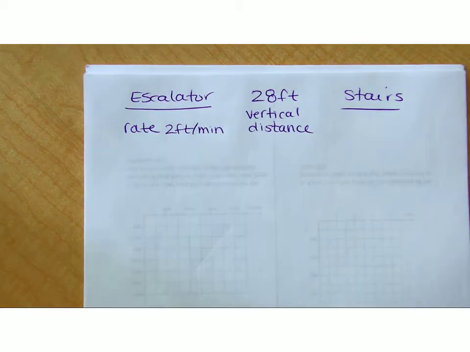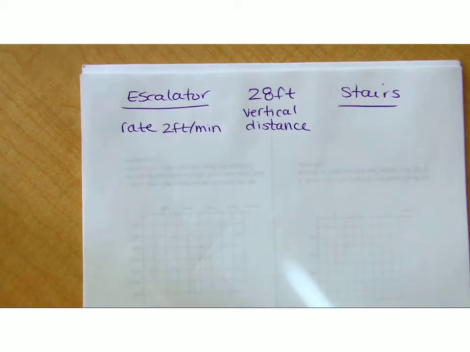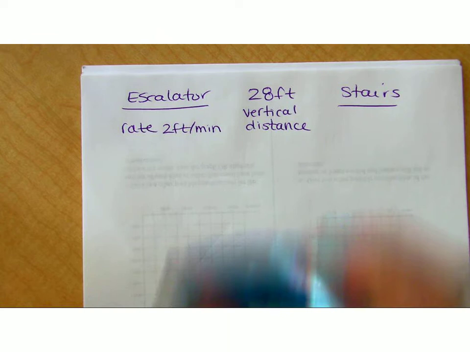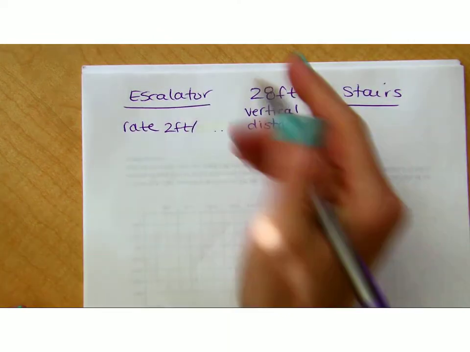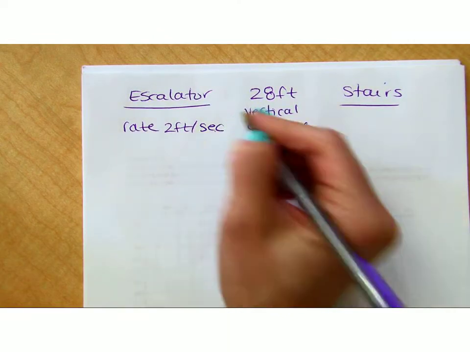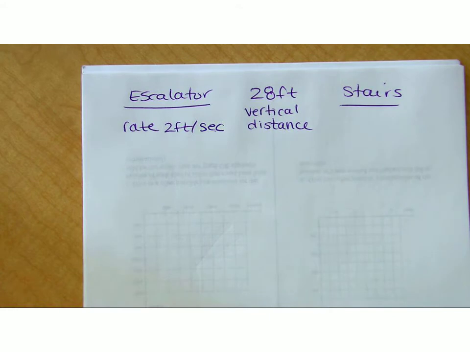Okay? Per second. Sorry, that would be a really slow walker. People would be like pushing you up. They're like, come on. So we're going to change that to seconds. Yeah. That would be taking a nap on the escalator.